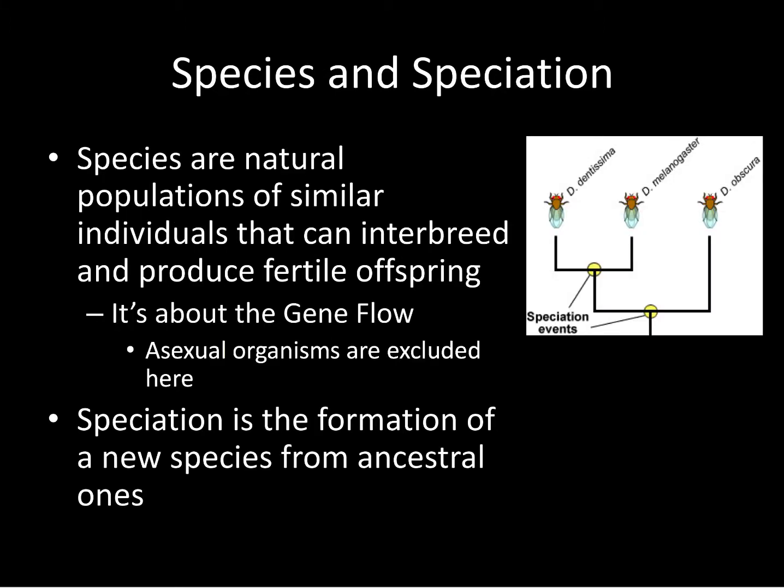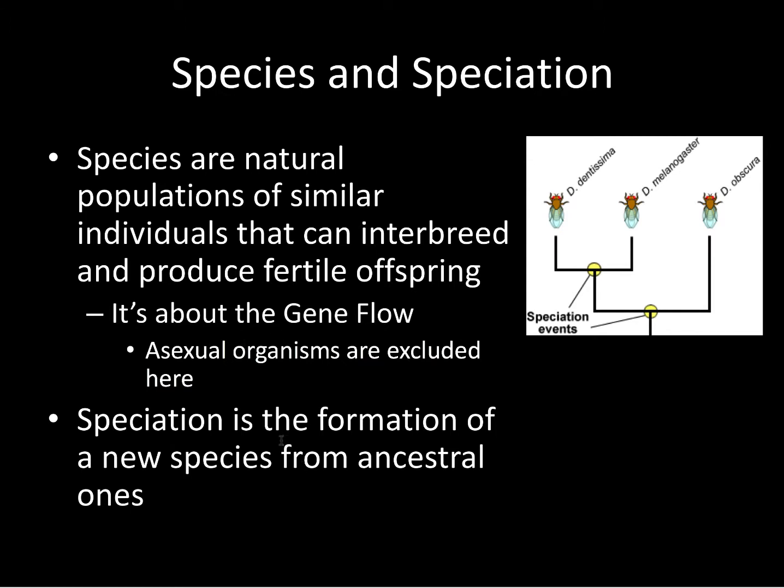Now for species and speciation. Remember, species are natural populations of similar individuals that can interbreed and produce fertile offspring. And it's really about gene flow, being able to pass your genes on to the next generation. The only way to do that is by having viable offspring, because they're going to be able to pass your genes on to the subsequent generation and so on. This type of sexual reproduction doesn't really work with asexual organisms. Your book talks about bacteria a little bit, but we're just going to focus on this really enhanced form of evolution, which is sexual reproduction.